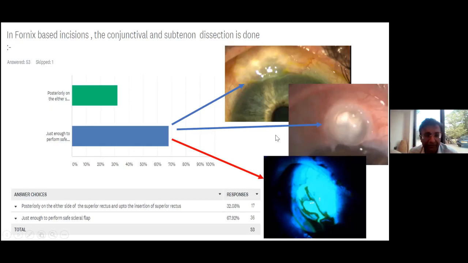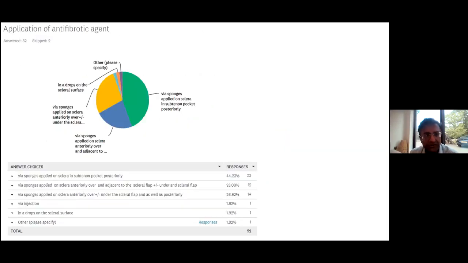So it is very important that you do not just restrict yourself to the dissection of the surgical site, but you must also do dissection on either side of the superior rectus and up to the insertion of the superior rectus. I do not suggest dissecting over the superior rectus because that can sometimes lead to bleeding, which we don't want. So the next question was, how do you apply the anti-fibrotic agent?